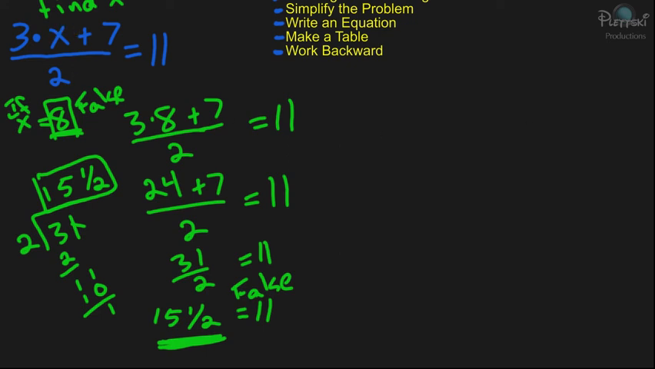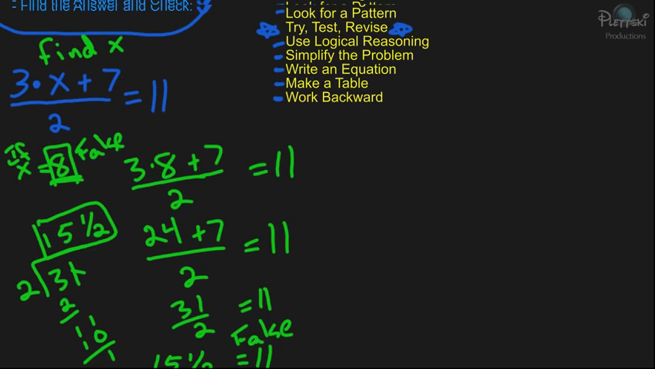So this is the part where we're revising. So first we tried, now we're going to revise. So we tried, then we tested, now we're going to revise. The 8 was too large, so our revision will be something smaller. So what happens if x equals something smaller? Let's say 4. What happens if x equals 4? Well, let's try it again.